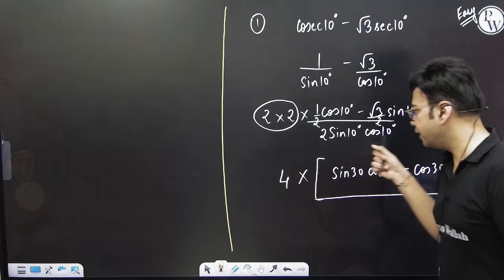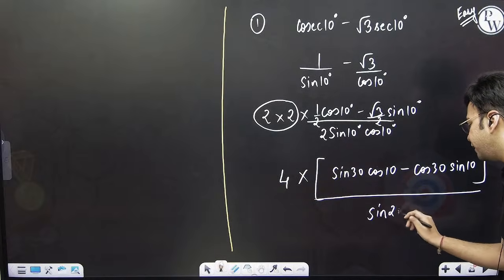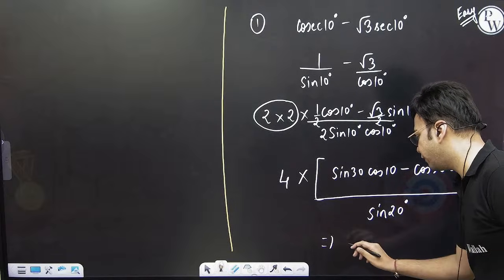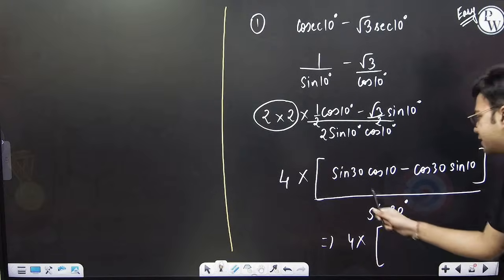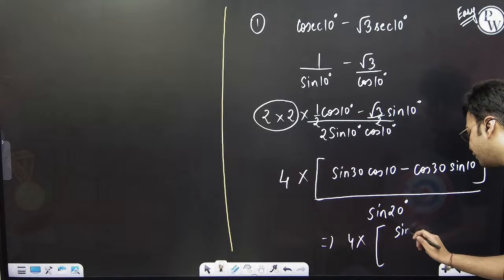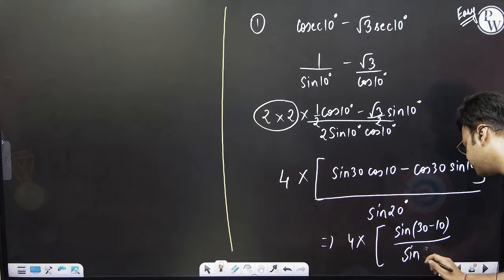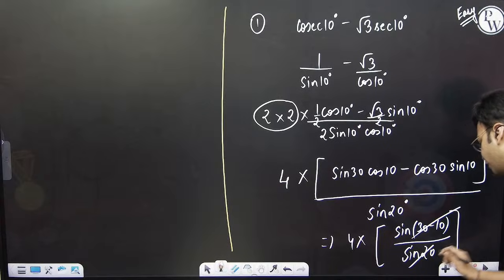And in the denominator, 2 sine 10 cos 10 can be written as sine 20 degree. So finally I am getting 4 multiplied by sine A cos B minus cos A sine B, which is nothing but sine of A minus B. So I'll get sine of 30 minus 10, which is sine 20. So these two will cancel out and your answer will come out as 4.